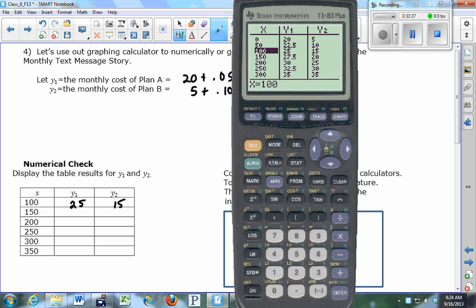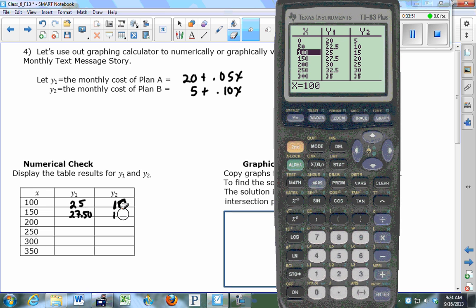At 150, it's $27.50, and the next one is $15. Okay, the first one was 25 and 10. Sorry, I read it wrong. My eyes are going to the wrong column. I had it right. 15. Maybe you can help me. 20. And then what is it for 200? What's the cost of the first plan? 30. Thank you, Tiffany. And the second plan? Thank you. 250. Someone else?